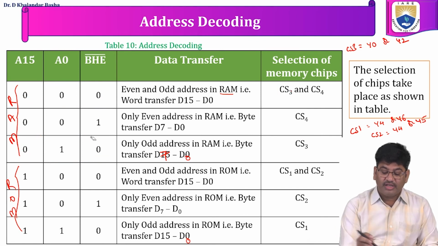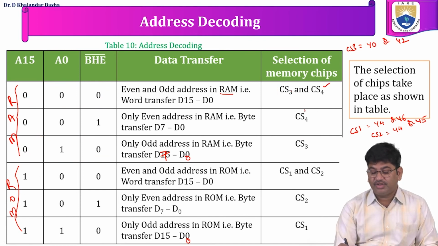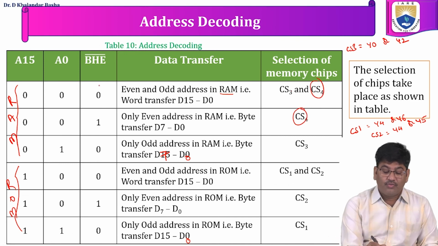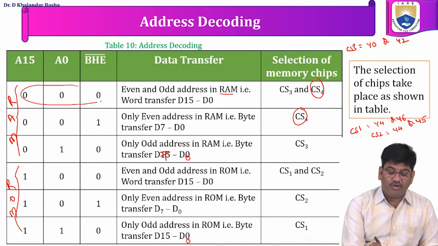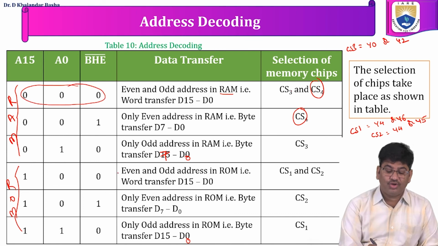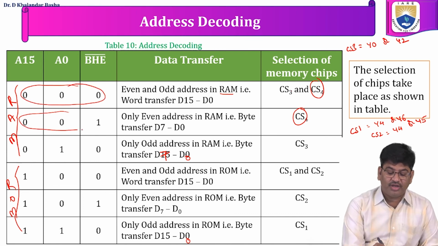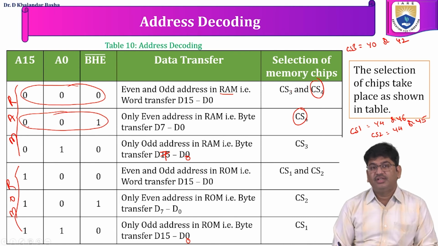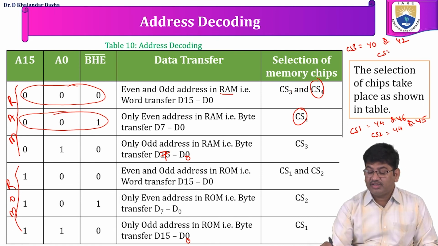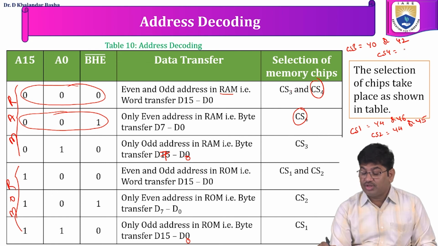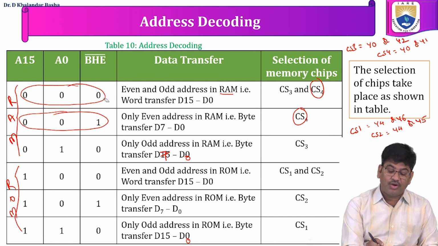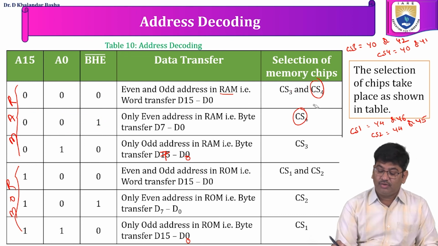Now coming to chip select 4, the chip select 4 will be enabled for two cases. One is A15 A0 and BHE bar as 000 or A15 A0 BHE bar as 001. So in that case, the chip select will be enabled. So for the output lines of the decoder, whenever Y0 or Y1 are active, we are going to select the chip select 4.